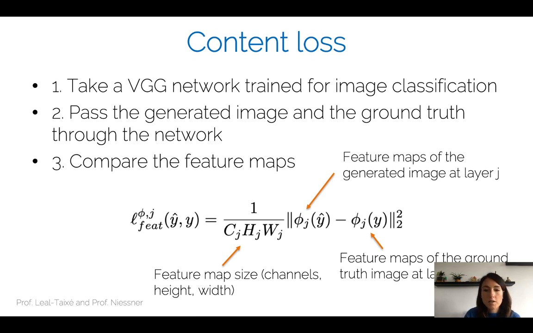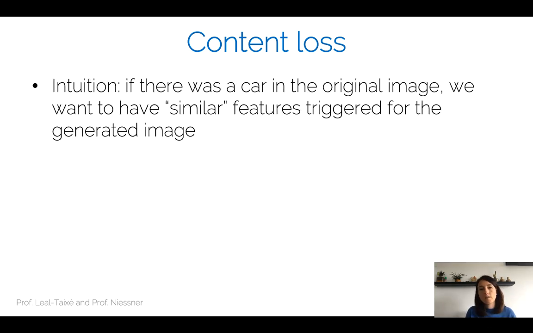And just for clarity, this term here is a normalization with feature map size, number of channels, height, and width, but it's essentially a normalization term. So again, it's important to grasp the intuition behind content loss. The idea is that if there was a car in the original image, we want a generated image that triggers very similar features to the car features, right?